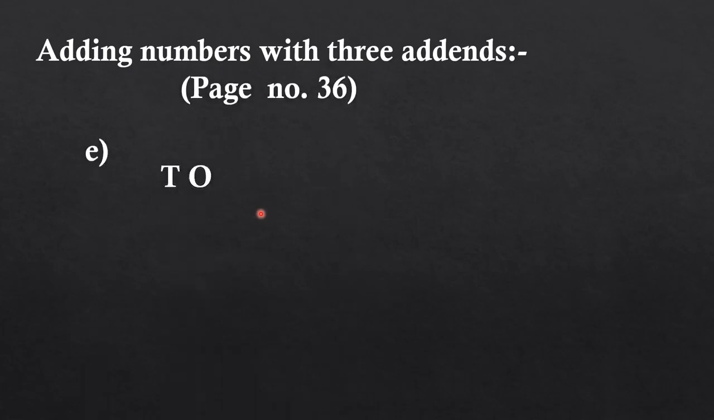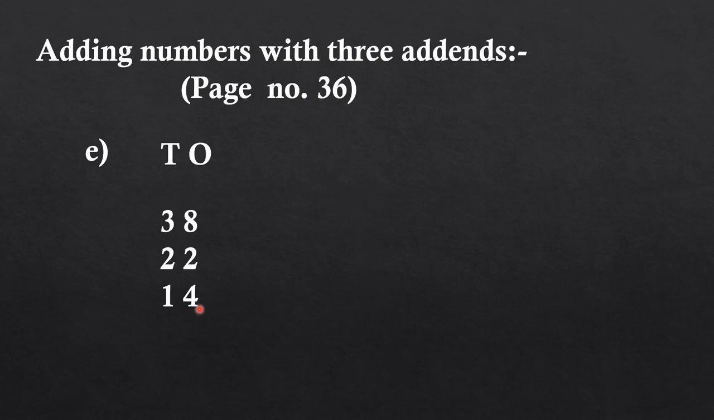Now our first topic is adding numbers with 3 addends. Now let's start. Beta, we have done our question number A to D part in our lecture number 9. So now we will start from our E part, okay, from page number 36. So here we have given places, ones and tens. So here the numbers given are 38, 22 and 14. Okay beta, and we have to add them.